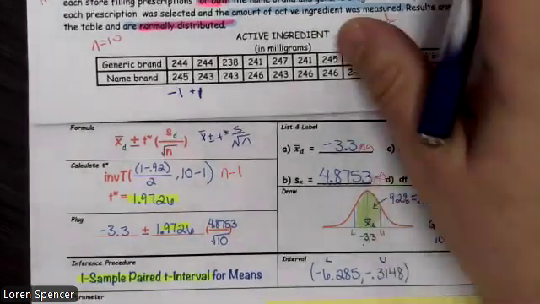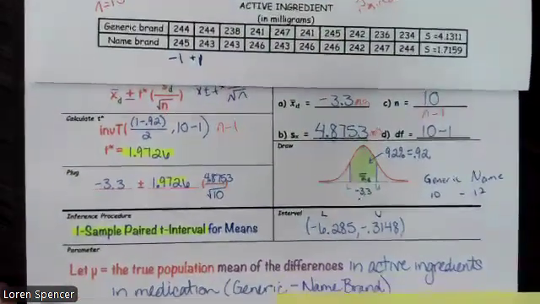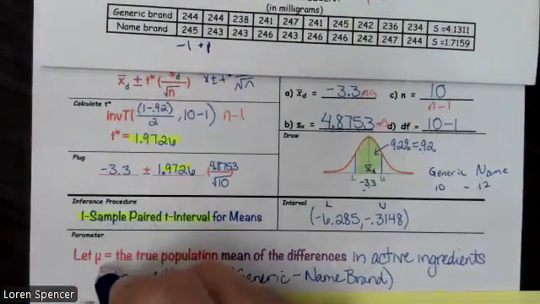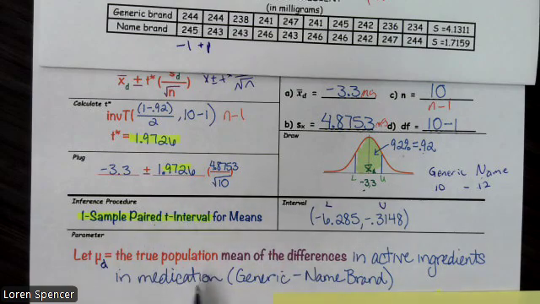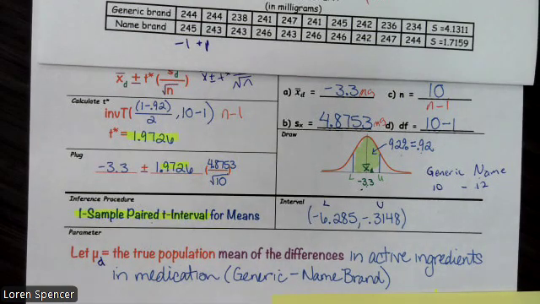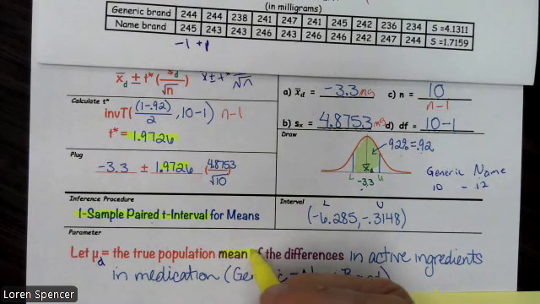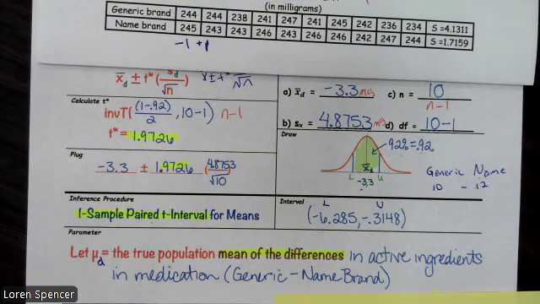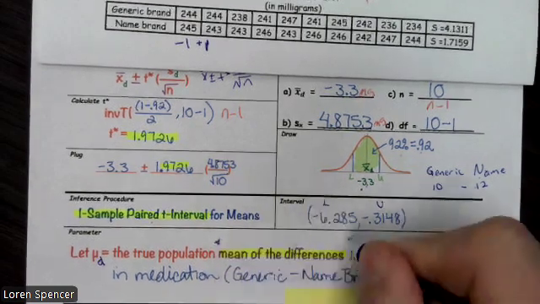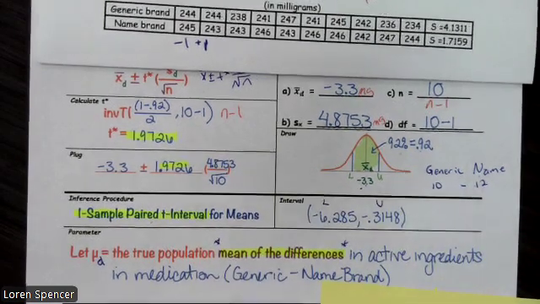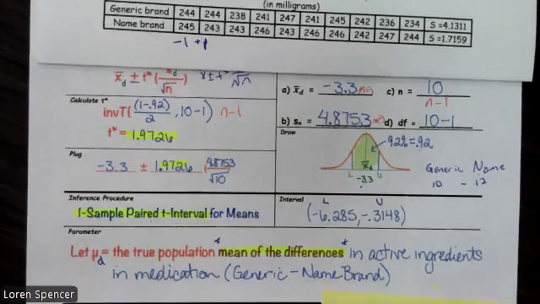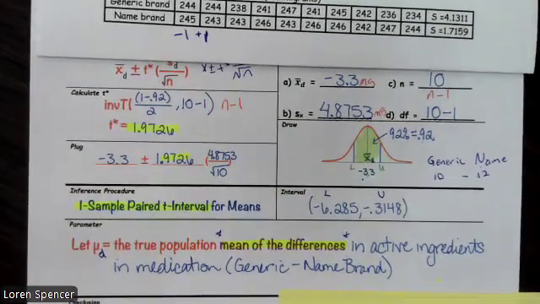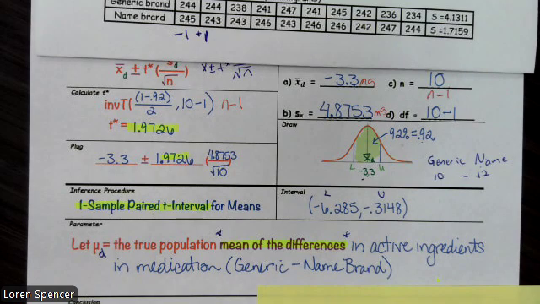We need to define our parameter. So on our parameter, let mu d equal the true population mean of the differences. Super important that you know that phrase and you use that phrase. You can't just say mean, it's mean of the differences in active ingredients and medication, generic minus name brand. All right, because that's what we did. We're not going to do the conditions. If you want to know the conditions, they're in the previous video where we did the hypothesis test.